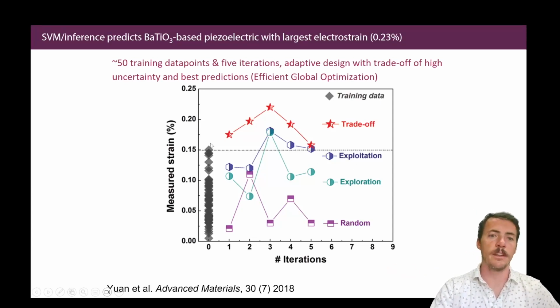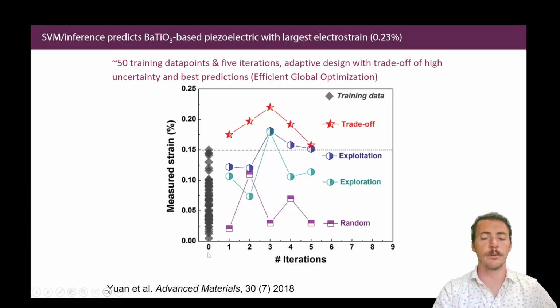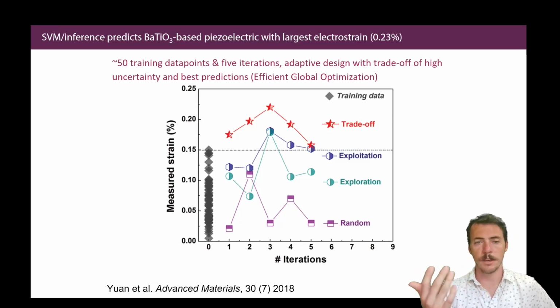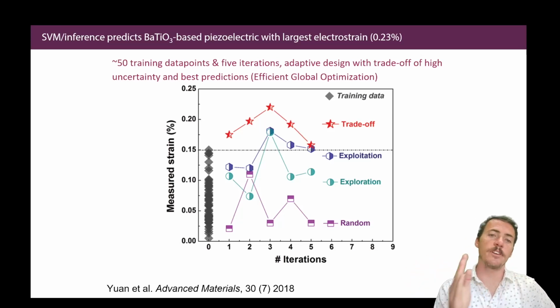So again, these points on the far left represent iteration 0. That's the training data set, the 50 data points that they had to start with. The best thing they had, the highest measured electrostrain, was like 0.15. Okay. And then they did 5 iterations. In one case, they just picked randomly. That's the purple ones. And you never saw anything better than what they'd seen before.